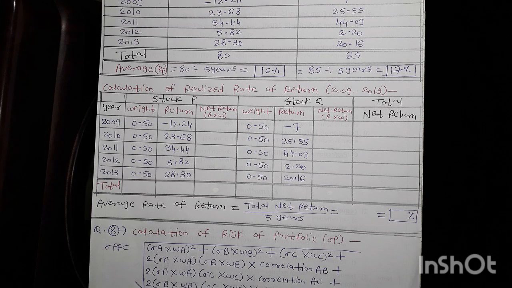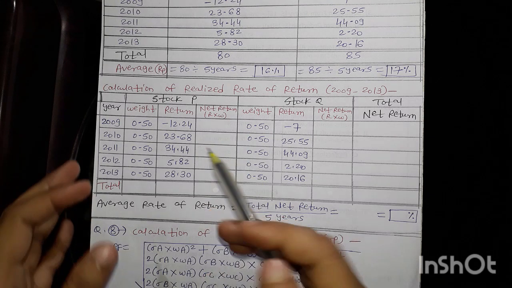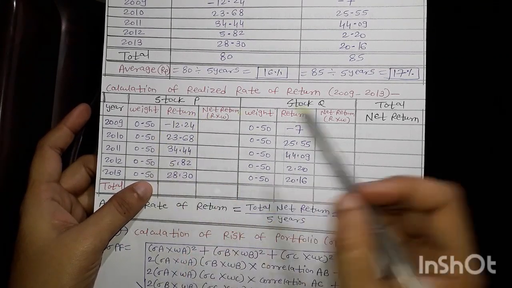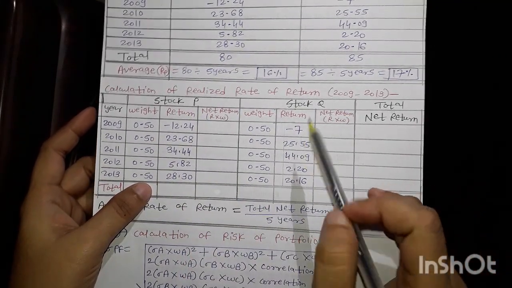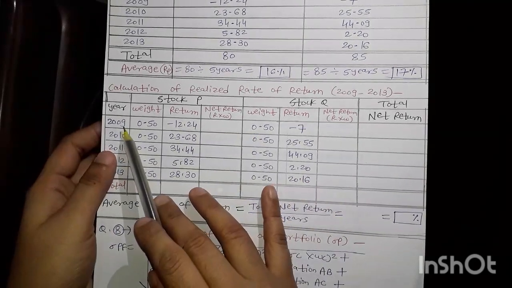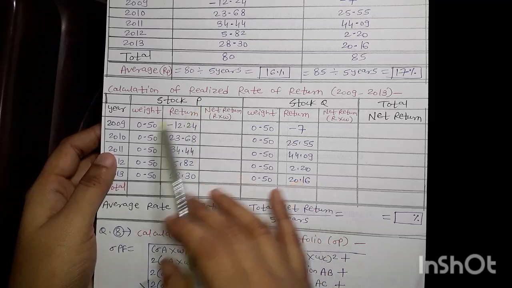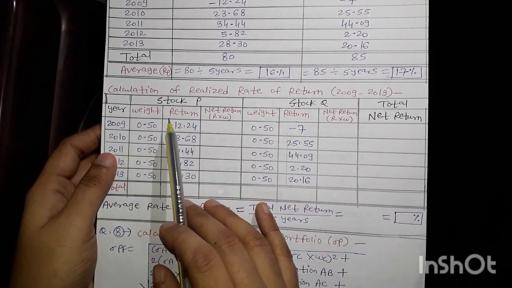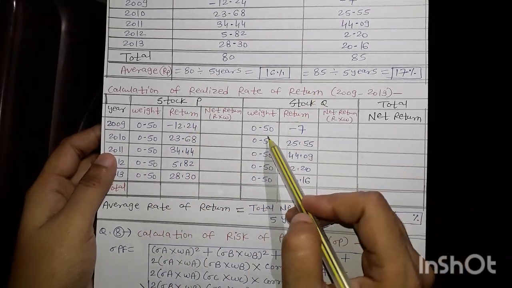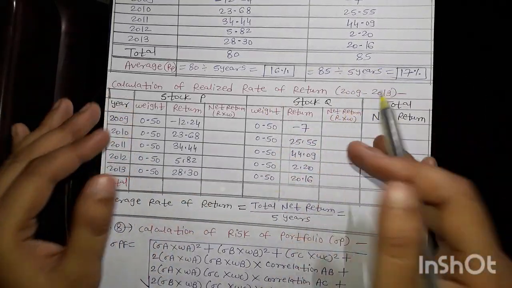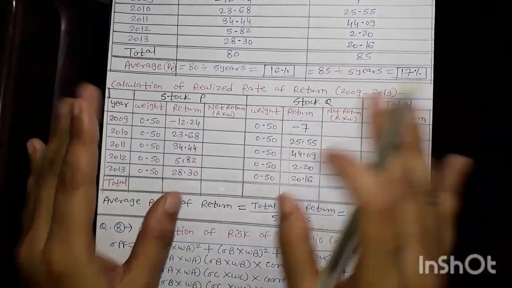they are saying that the proportion is 50%. Okay, so we are investing 50% of the amount in P and 50% in Q in each year. So in 2009, whatever amount we had available, we invested half in stock P, that is 0.50, and 0.50 here, half and half. Similarly, we did the same in all of the years 10, 11, 12, 13.